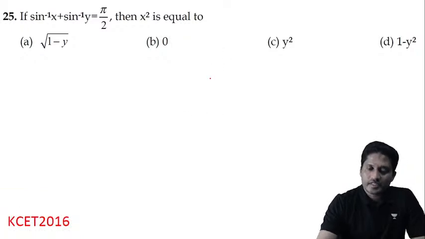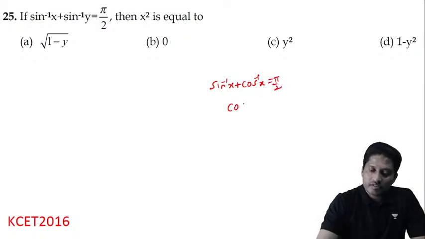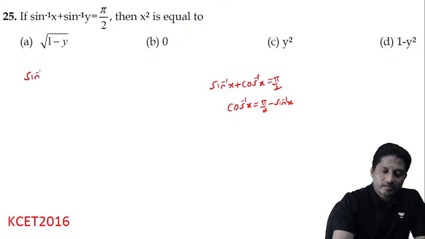Sine inverse of x plus cos inverse of x is pi by 2. You can write cos inverse of x is equal to pi by 2 minus sine inverse of x. Now this is sine inverse of x equal to pi by 2 minus sine inverse of y. So sine inverse of x is equal to pi by 2 minus sine inverse, which is cos inverse of y.